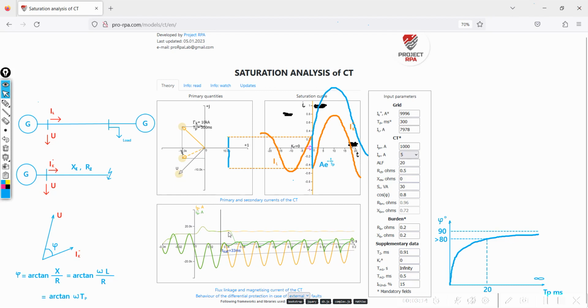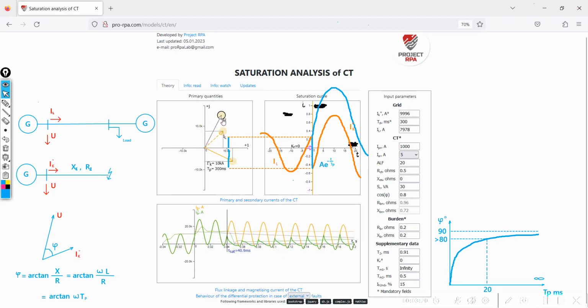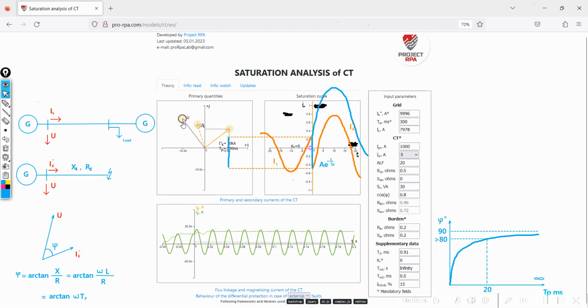As we can see, the time Tz, that is the time at which the CT saturates, depends very much on the size of the DC offset. If we have approximately 30 milliseconds in this position, then the saturation here is not present at all. But we'll delve into this in more detail in the next video.